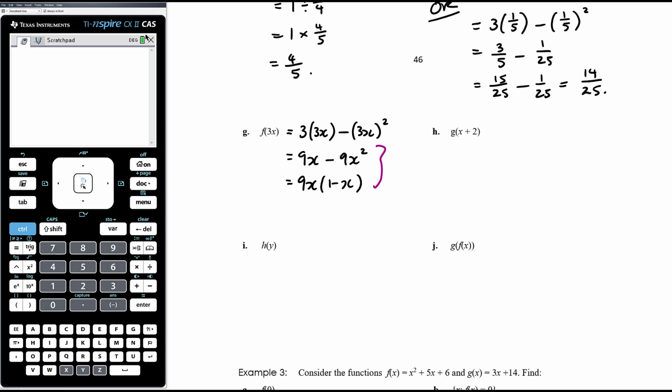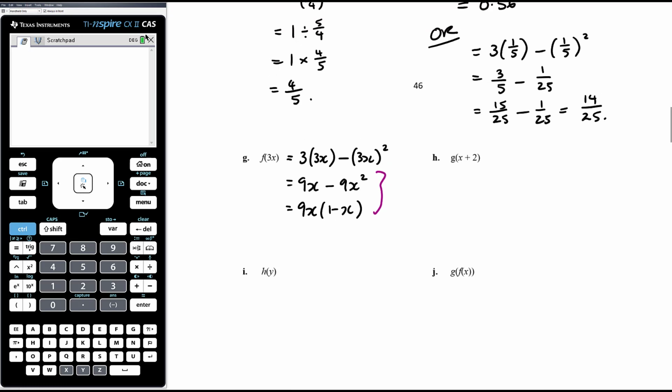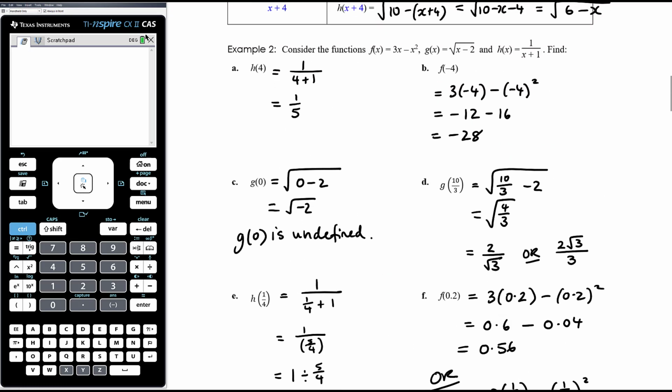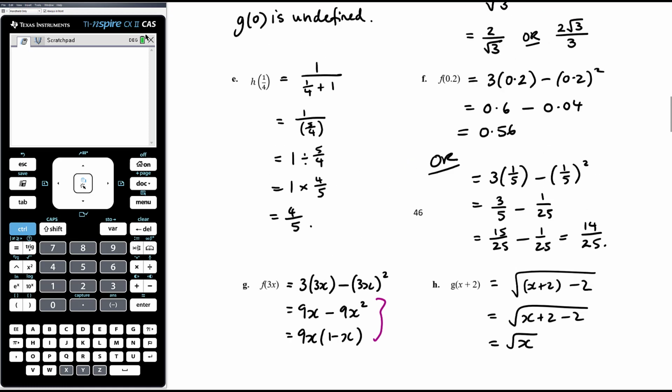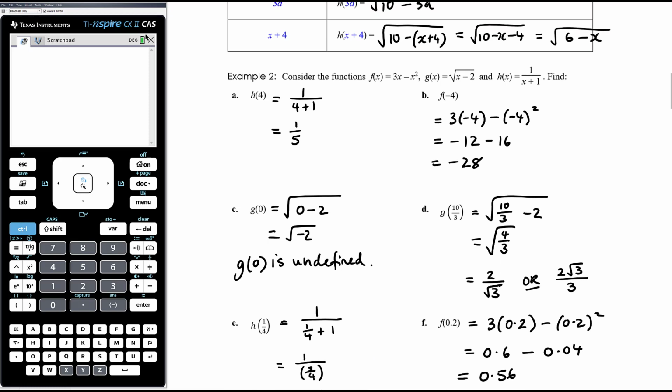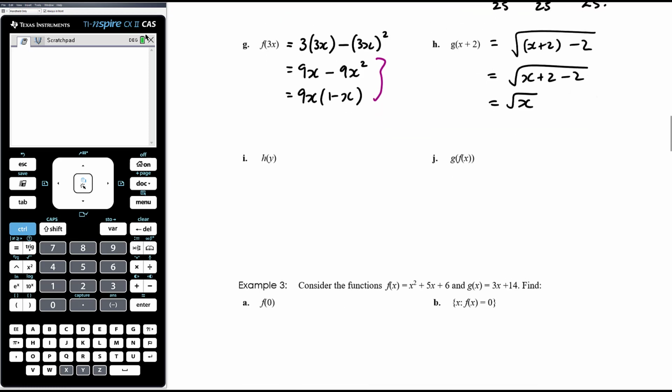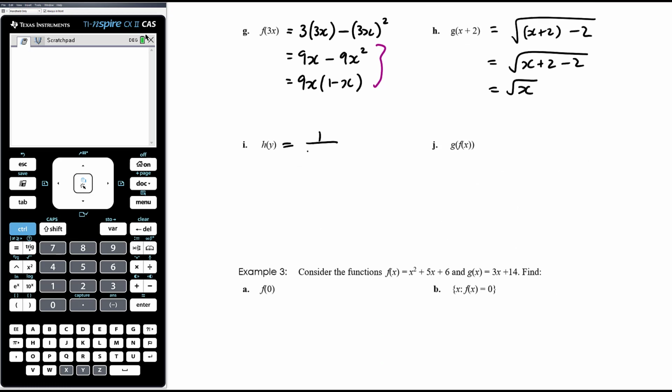It's not more simple. Okay, g of x plus 2, so g of x was the square root of x minus 2, so this is the square root of x plus 2, we're replacing x with x plus 2, minus 2, so that's just, those brackets aren't needed, x plus 2 minus 2, so it's just the square root of x. H of y, now that just means taking all the x's and replacing them with y's, so it's just going to become 1 on y plus 1.